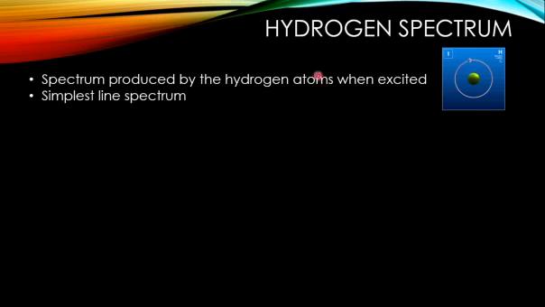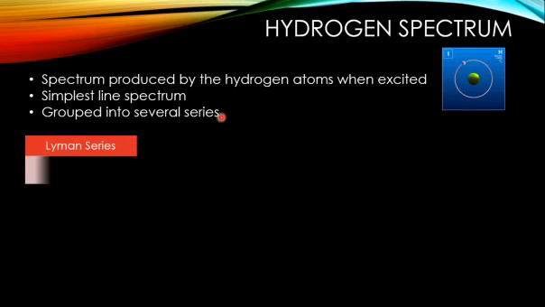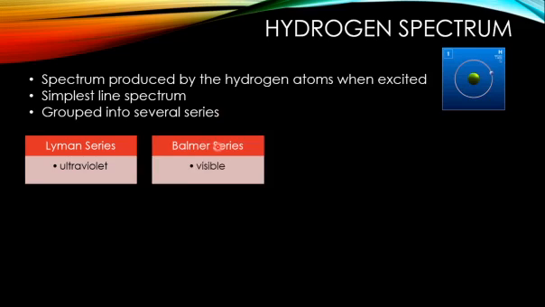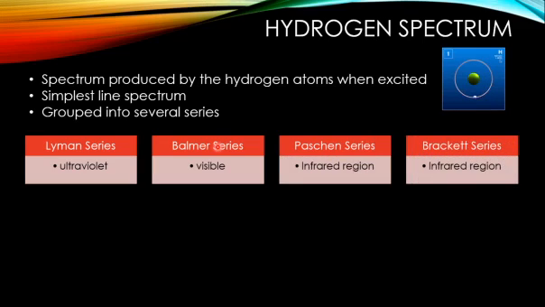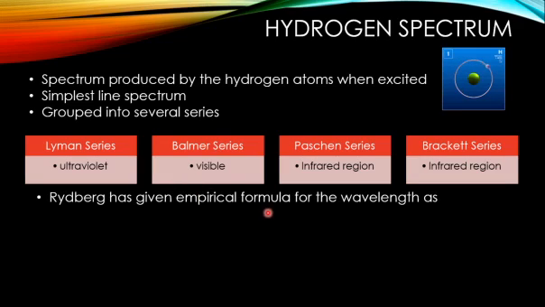It is the simplest line spectrum one can obtain, and the spectral lines obtained in the hydrogen spectrum are grouped into several series. These are the Lyman series, which comes in the ultraviolet region; the Balmer series, which comes in the visible light region; the Paschen series, which comes in the infrared region; and the Brackett series, which comes in the far infrared region. Rydberg formulated a formula for the wavelength based on experimental observation, and hence it is called an empirical formula. The formula is 1 by lambda equals some constant R into 1 by m square minus 1 by n square, where m and n are integers devised in tune with the experimental data.